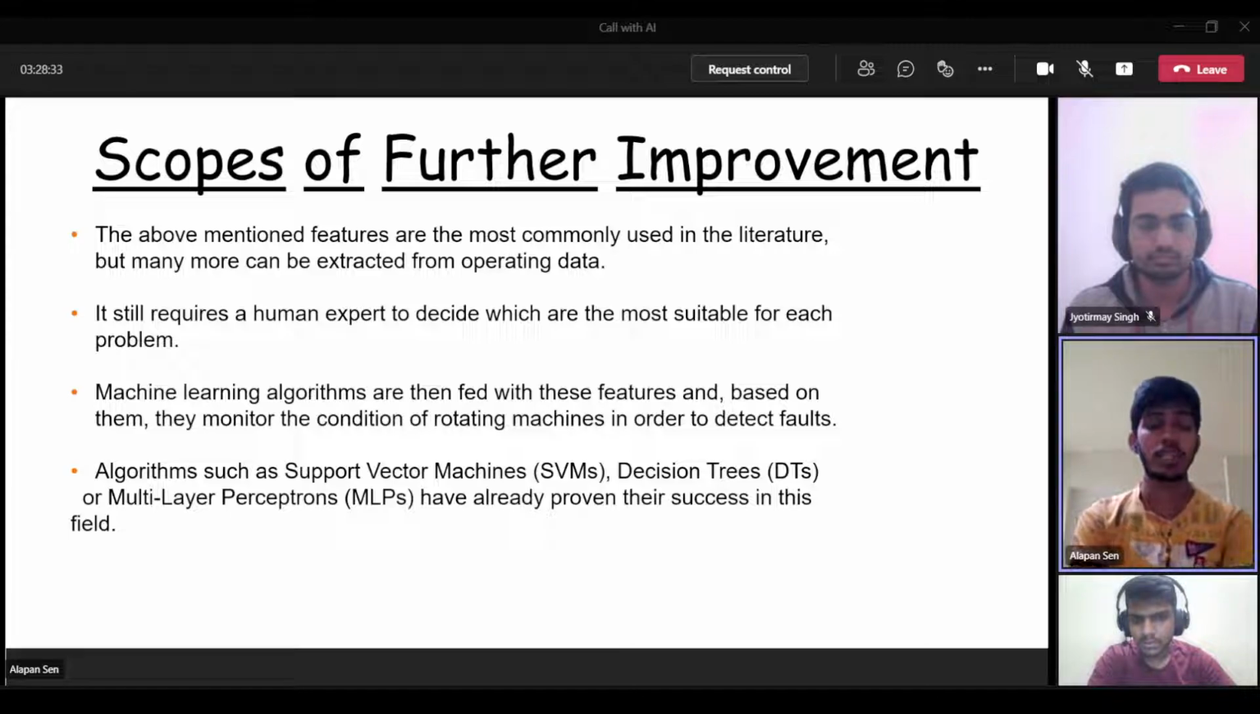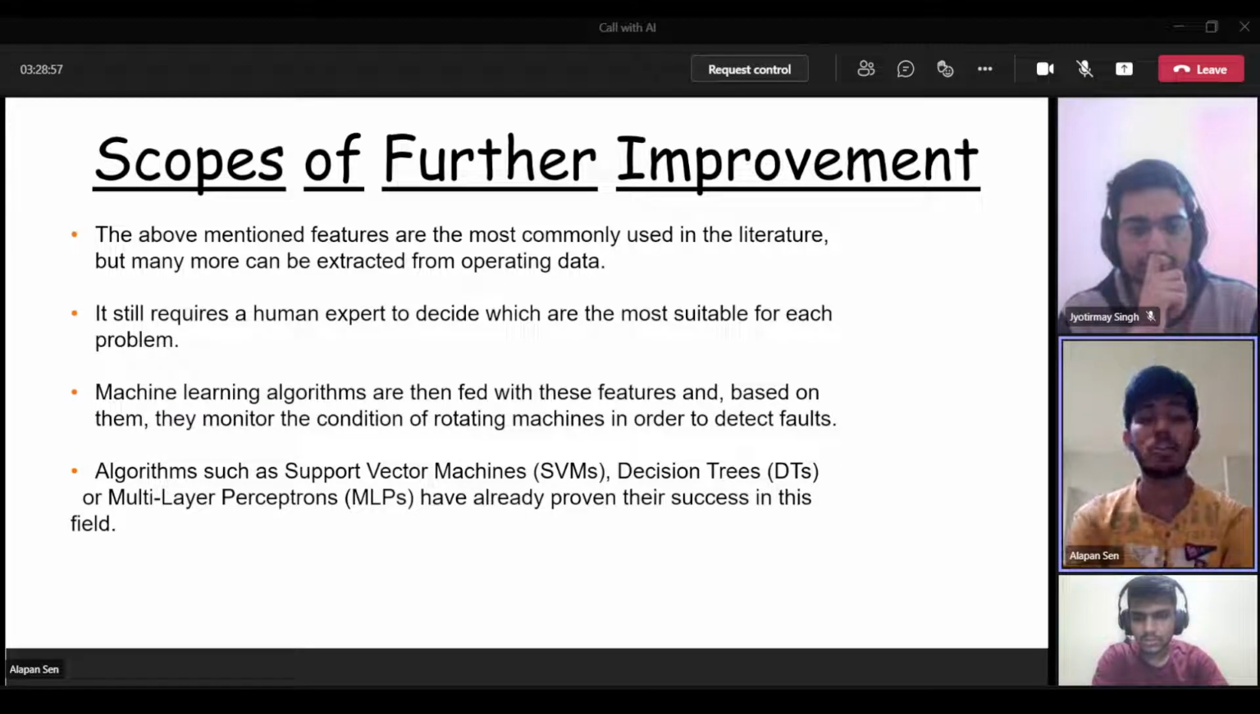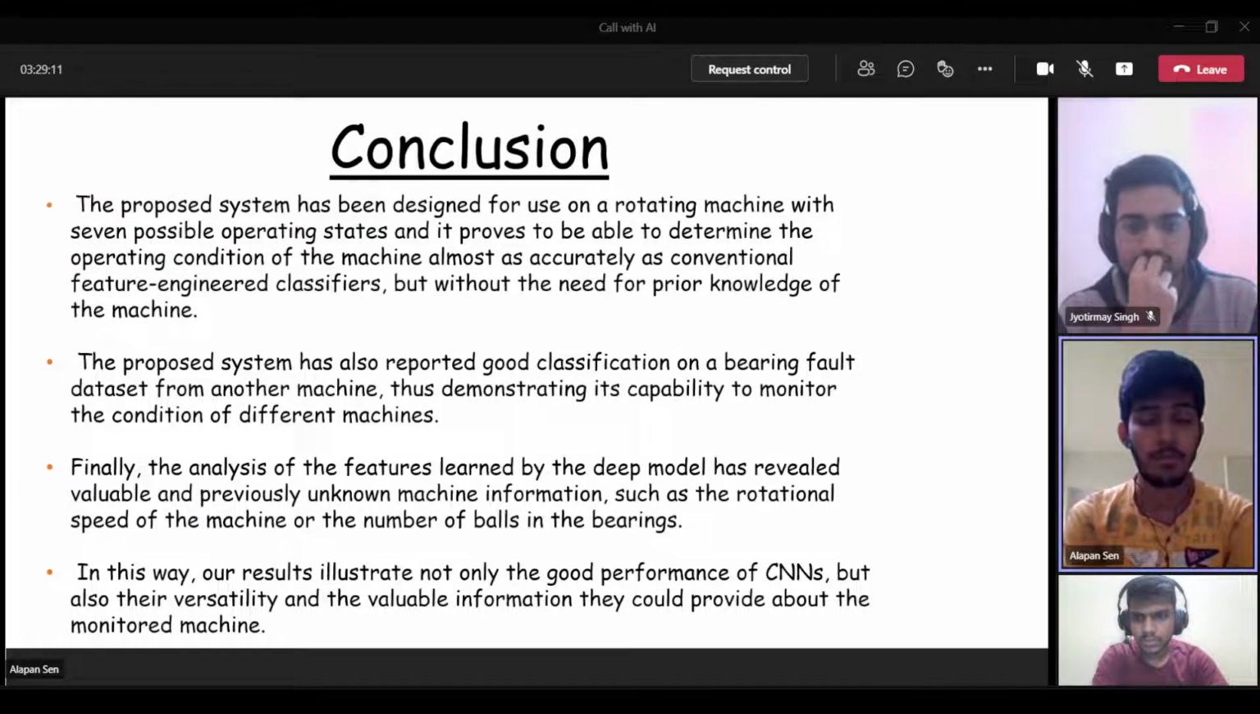Now let's discuss the scope of further improvement. The above mentioned features are the most commonly used in the literature, but many more can be extracted from the operating data. It still requires a human expert to decide which are more suitable for each problem. Machine learning algorithms are then fed with these features, and based on them, they monitor the condition of rotating machines in order to detect faults. Algorithms such as support vector machines, SVMs, decision trees, DTs, or multi-layer perceptrons have already proven their success in this field.